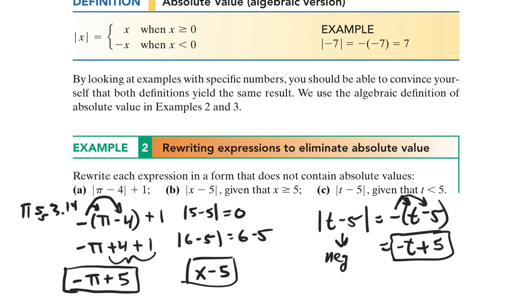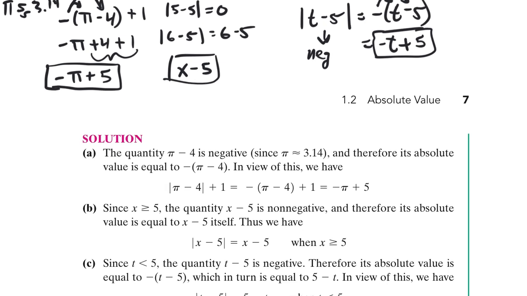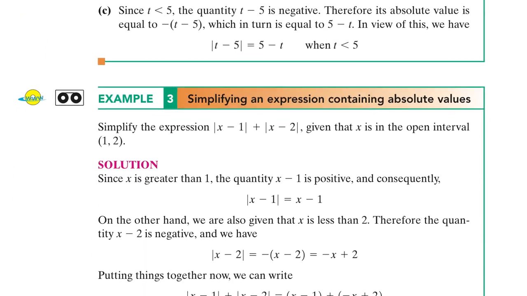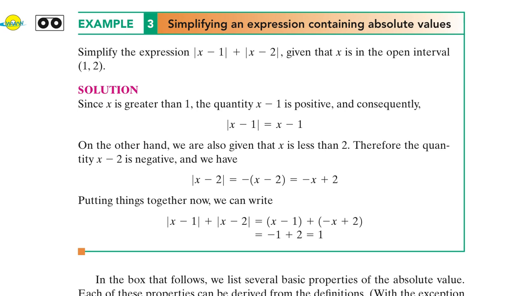And by the way, one last thing I want to say here is that in our solutions, they express this as 5 minus t, and that's the same thing as negative t plus 5. And so we will continue on with simplifying an expression containing absolute values.